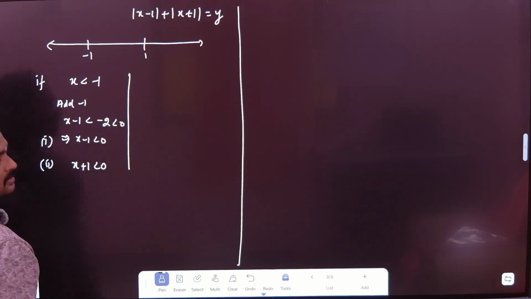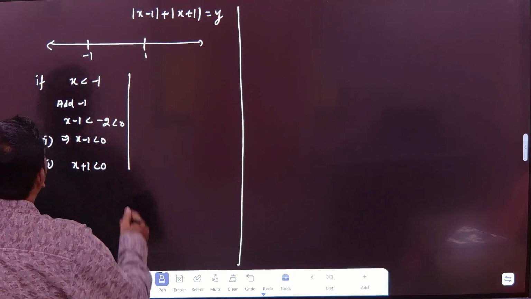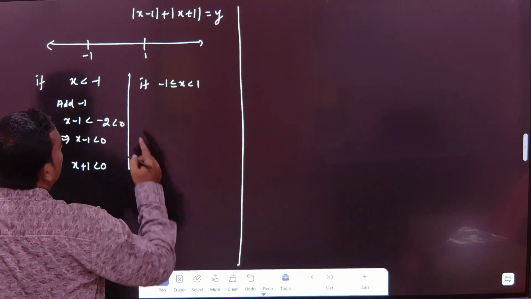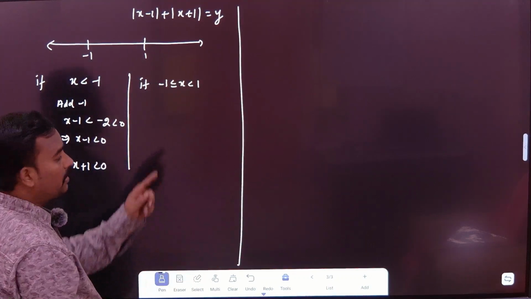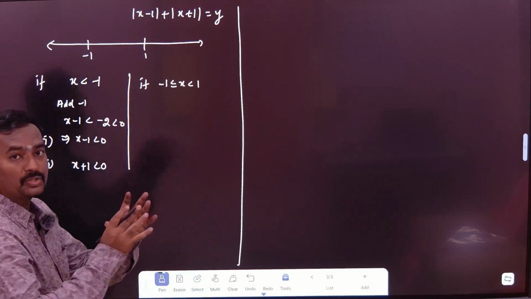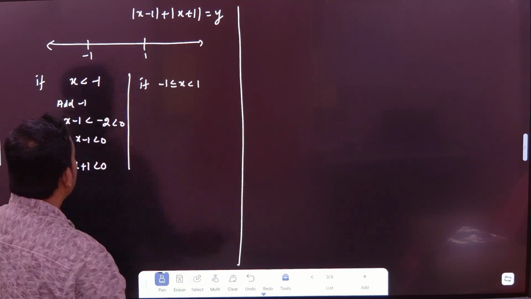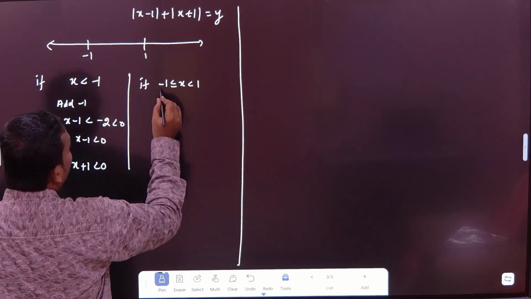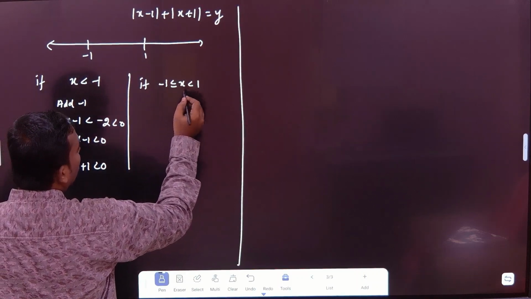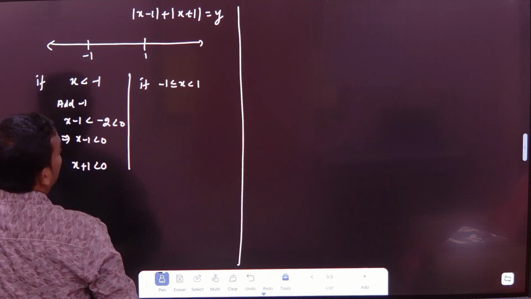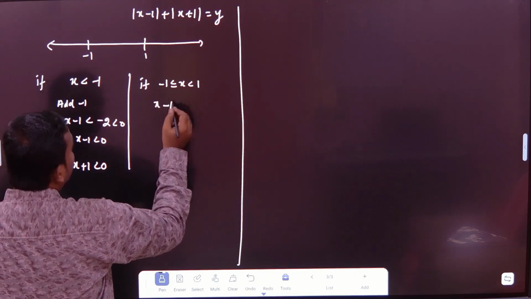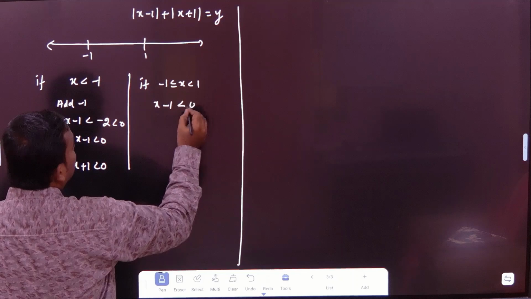This is the first case. Second one: x is from minus 1, included, to less than 1. Minus 1 is included here because we have to check the whole real number line, right? Now you can add minus 1. What will we get? Minus 2, x minus 1 is less than 0. Definitely you can say that x minus 1 should be less than 0.